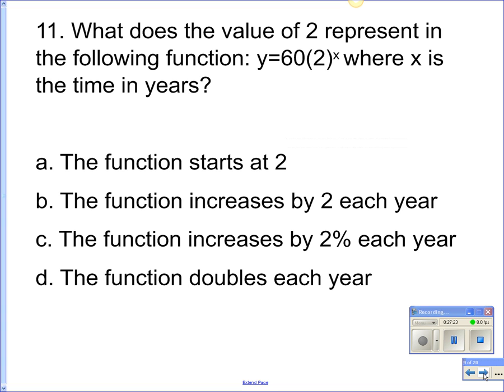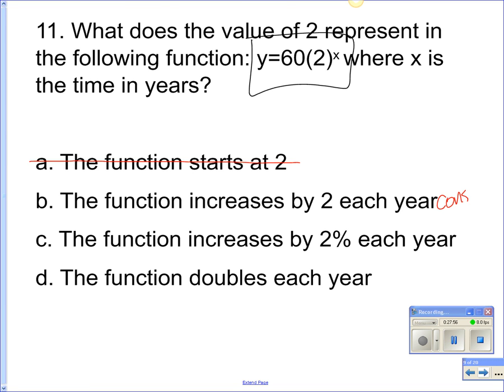All right. What does the value of 2 represent in the following function? Y equals 60 times 2 to the x, where x is the time in years. Gracie, does this function start at 2? No. What's the starting value up there? 60. Okay, so you can mark out A. Ethan G, this says the function increases by 2 each year. If something increases by 2, is that constant or exponential?